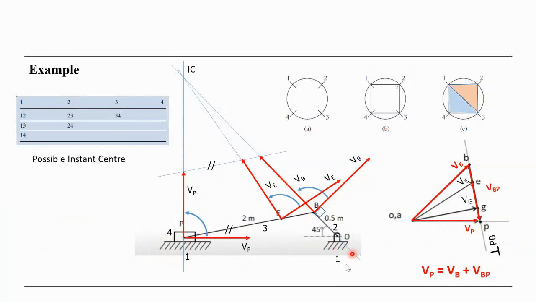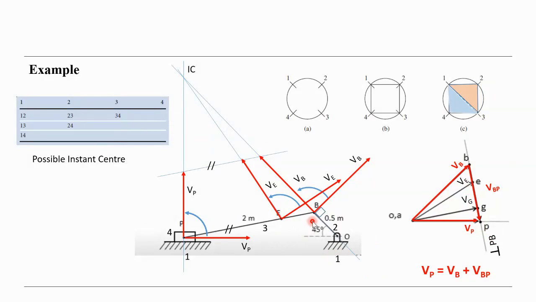Then we also know the direction of P, because it is horizontal. So by using this information, we can easily calculate VP and VBP, and also for any points on this coupler like E and G, we can calculate the absolute velocity.